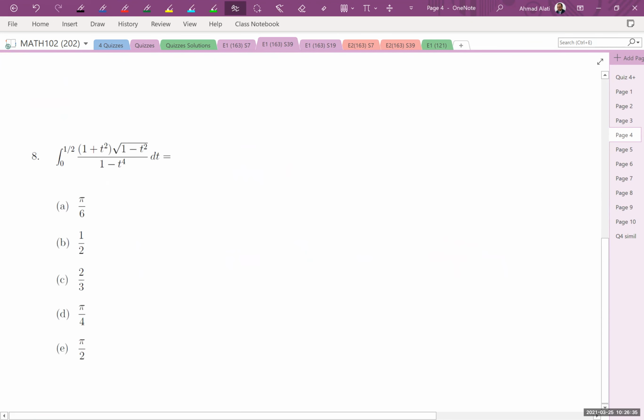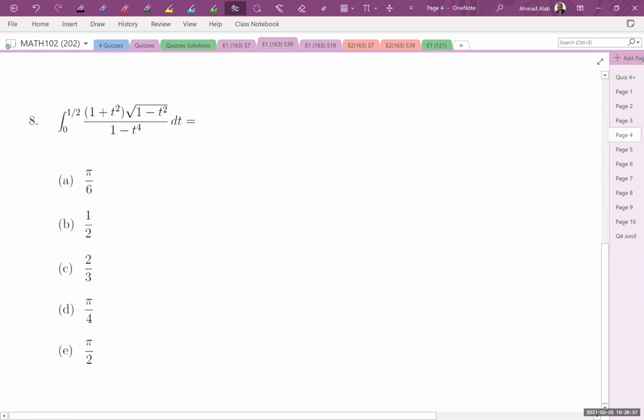How to evaluate this integral, Shabab? Yalla, if you know how to evaluate this integral, please share your answer with us. Can I say, Doctor? Yes, Muhammad, yes. Multiply by root of 1 minus t square. Sorry, repeat again. I didn't get your point.